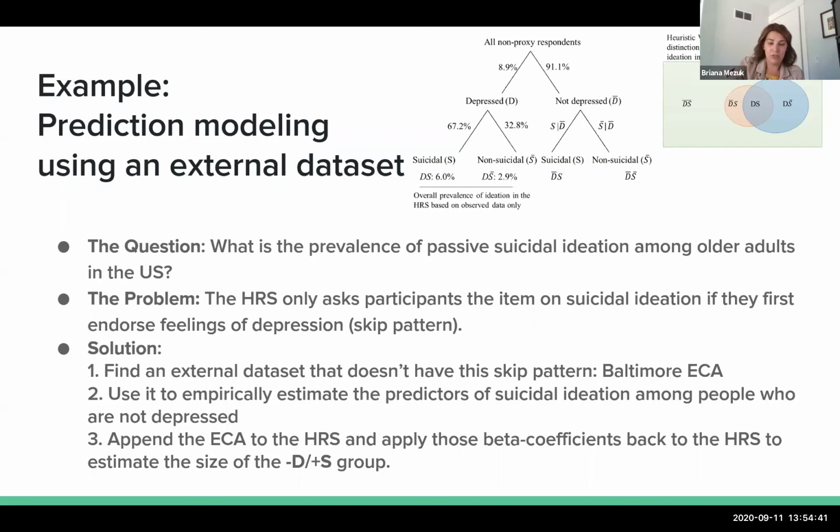So what I did is I used the ECA to generate the predictors of suicidal ideation among people who are not depressed in the ECA. I just fit a linear regression model. I then took those beta coefficients, first I appended the ECA to the HRS, and then I used the beta coefficients that I had from the ECA by itself to pretend that, oh, I just forgot to ask people in the HRS this question. Let's see what they would have said, and then I'm able to predict what that value of suicidal ideation would have been among people who are not depressed in the Health and Retirement Study. And this paper, I'm happy to send this paper as well. This isn't the one I asked you to read, but we published this last year.